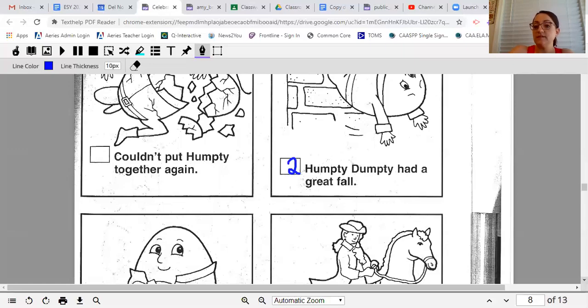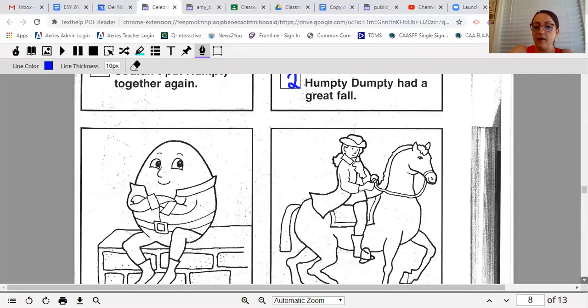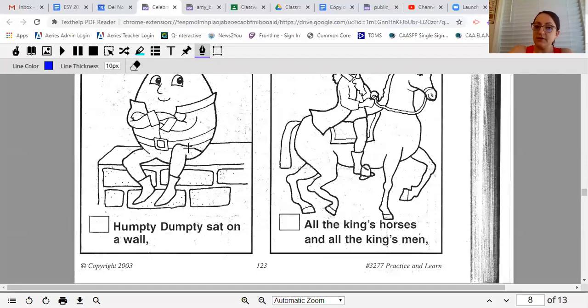So we need one that says Humpty Dumpty sat on a wall. So let's look down here. Oh, here we go. Humpty Dumpty sat on a wall. So our nursery rhyme goes, Humpty Dumpty sat on a wall. Humpty Dumpty had a great fall. We wrote number 2 already. And then it says all the king's horses and all the king's men, which that'll be number 3.